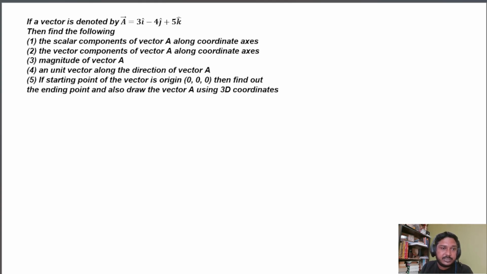Okay, so let's use a blue color here, say. So we have been given a vector denoted by 3i cap minus 4j cap plus 5k cap. Then find the following scalar components of vector A along the coordinate axis. Okay, so let's try to draw it first. So the vector is 3i minus 4j plus 5k.